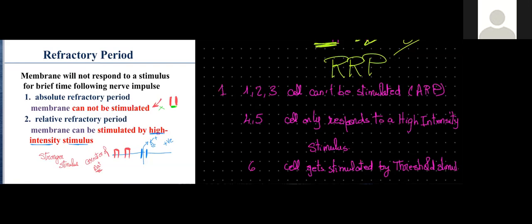This is our first question for today. All right, so you're going to tell me that for 1, 2, and 3, the cell cannot be stimulated because it's the absolute refractory period. For 4 and 5, the cell responds to high intensity stimulus. It's the relative refractory period. And for 6, the cell will be stimulated normally. So a threshold stimulus can stimulate the cell.